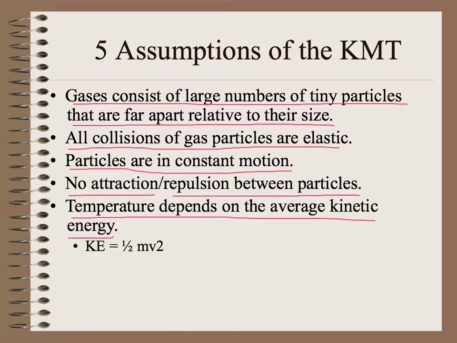Kinetic energy is the energy of motion. This is the formula for kinetic energy: KE = 1/2 mv^2, where m is the mass and v is the velocity. So the faster they're moving, the greater their kinetic energy is, and the greater the temperature is going to be. Also, if they're moving at the same speed, the more massive one is going to have the greater kinetic energy, and then the greater the temperature is going to be.